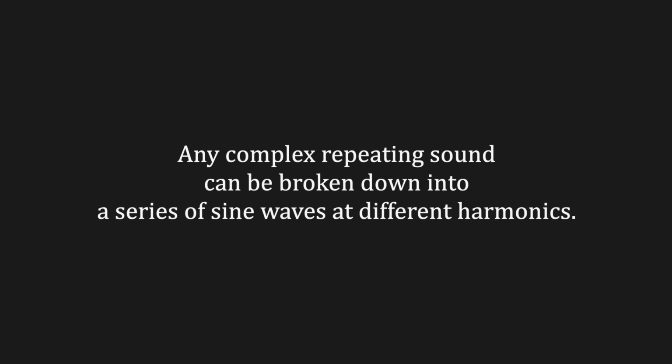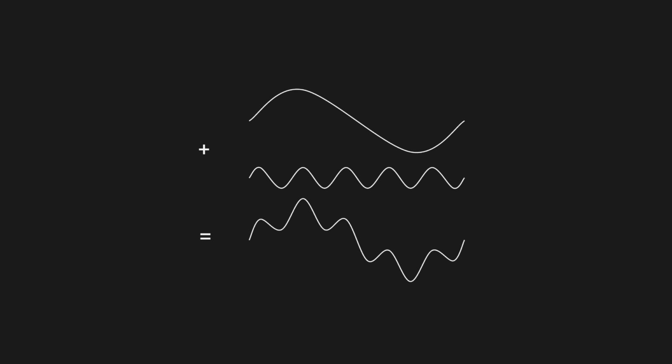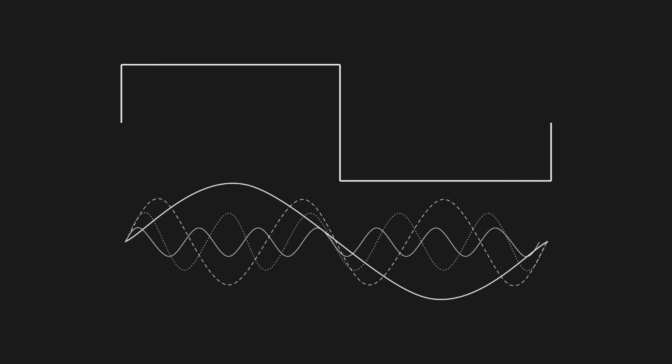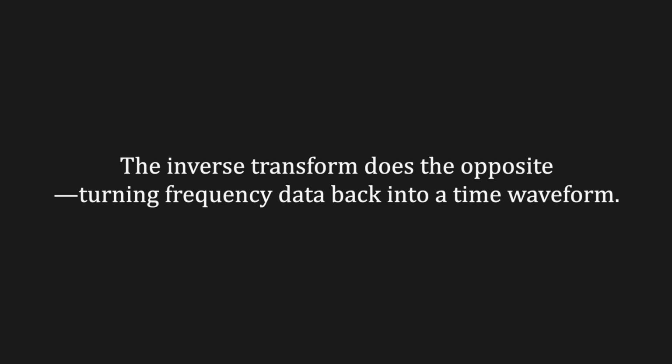According to Fourier's theorem, any complex repeating sound can be broken down into a series of sine waves at different harmonics. Likewise, complex sounds can be built by adding sine waves together. Using a mathematical transform, a waveform in time can be converted into a frequency-based representation. For example, a square wave can be broken into one main sine wave plus higher odd harmonics. The inverse transform does the opposite, turning frequency data back into a time waveform.